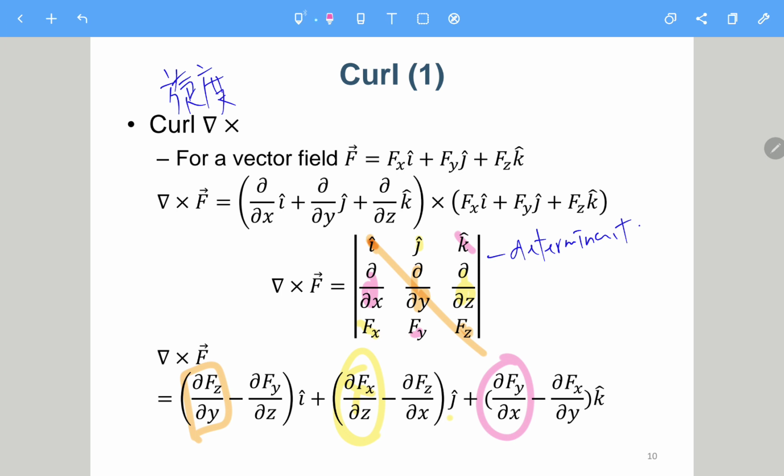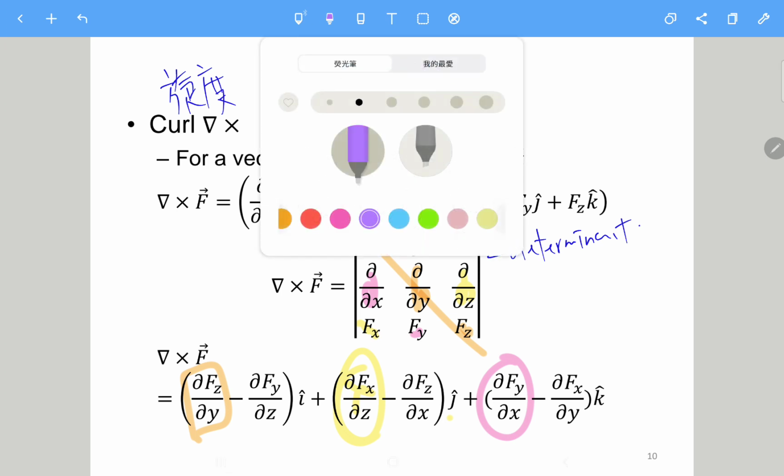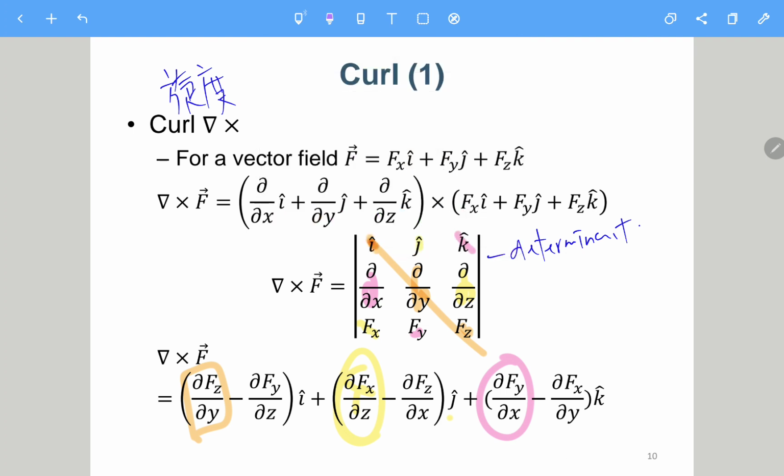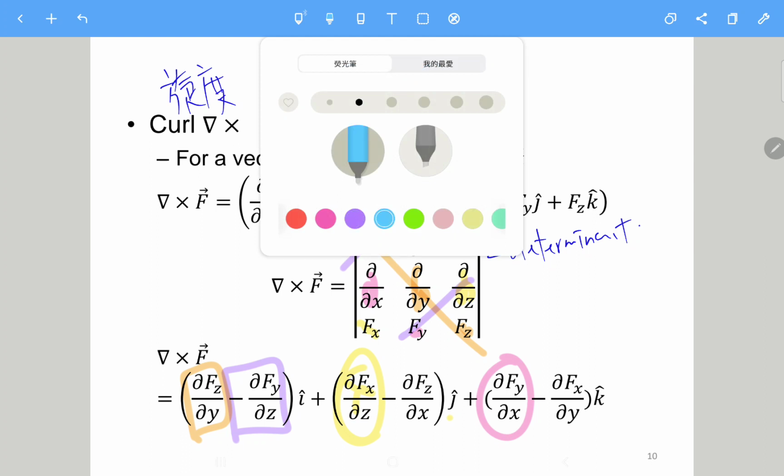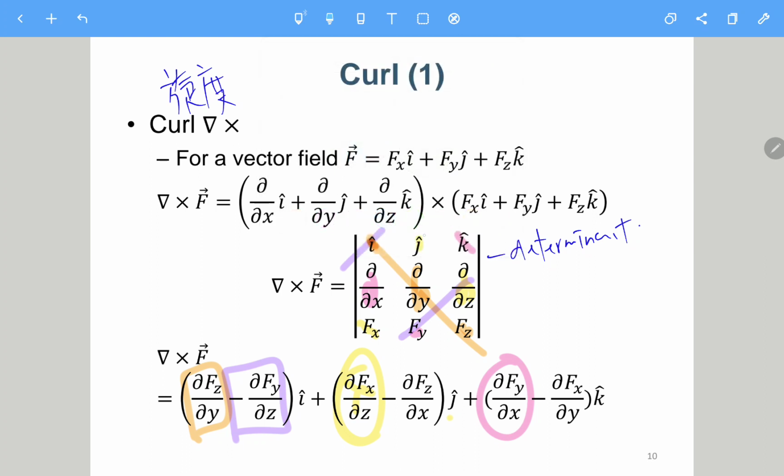Okay, and then we use purple. Purple is like this one, i in this direction. We have a negative sign. So we have i partial z fy with a negative sign. So it is actually this term. And then blue, and then j partial x fz. So it will be j partial x fz with a negative sign. So this is this term.